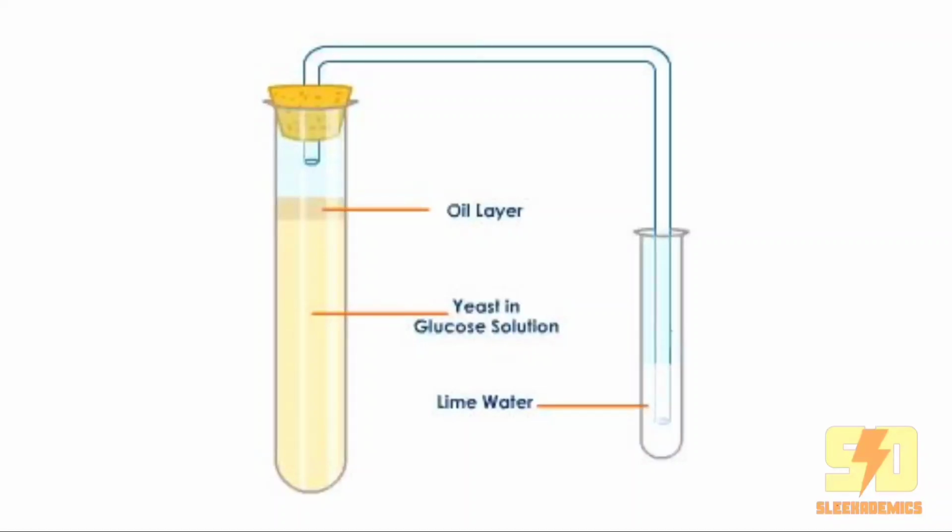After some time, the yeast solution in the flask will be seen to be bubbling. Bubbles of a gas will be escaping through the delivery tube into the container containing the lime water, which will eventually turn milky. This shows that carbon dioxide is the gas being released. But in the control experiment, no bubbles of gas will be seen, neither will the lime water in the flask turn milky.